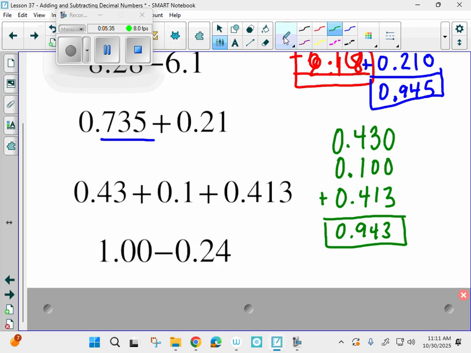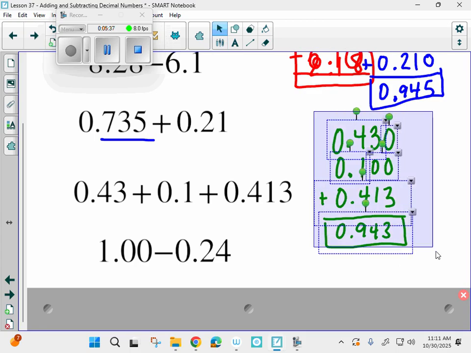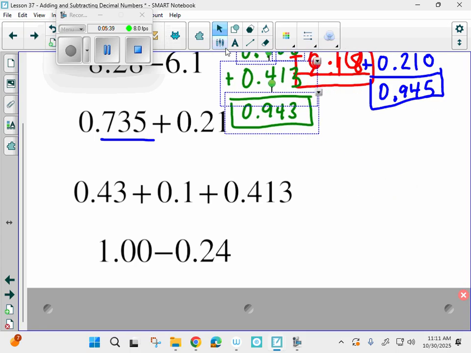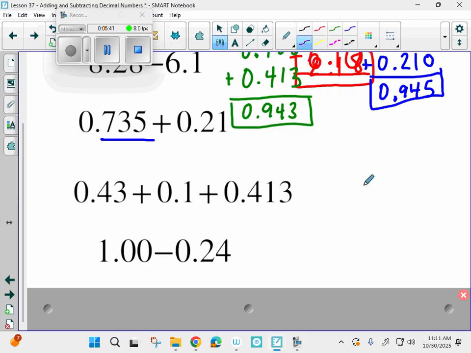All right, we haven't had to borrow or carry yet, so we got to try one where we have to borrow or carry. So this next one is a really good one to practice doing that. So we're going to do 1.00 minus 0.24. Again, when you add and subtract, these decimals have to be lined up. Put your hands down.